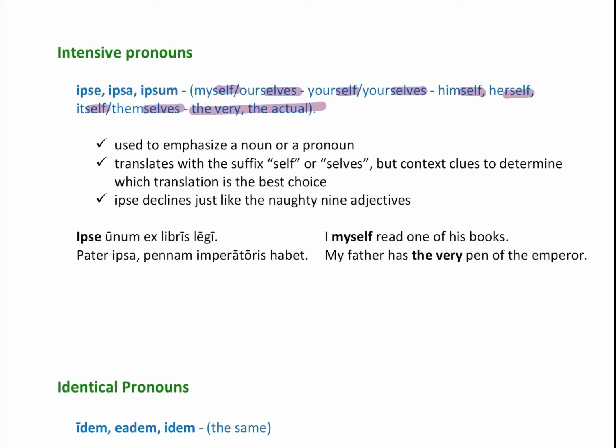So first sentence, ipse unum ex libris legi. I myself read one of his books. So here the myself makes better sense than the very or the actual. We wouldn't say I the actual or I the very read one of his books. This one, right here, pater ipsam pennam imperatoris habet. My father has the very pen. You could say the actual pen of the emperor. Either of that works. There, it does not make sense to say has the self pen, you can't even put it in there. It doesn't even make any sense. So just pay attention to context and it'll tell you how to translate it into English.